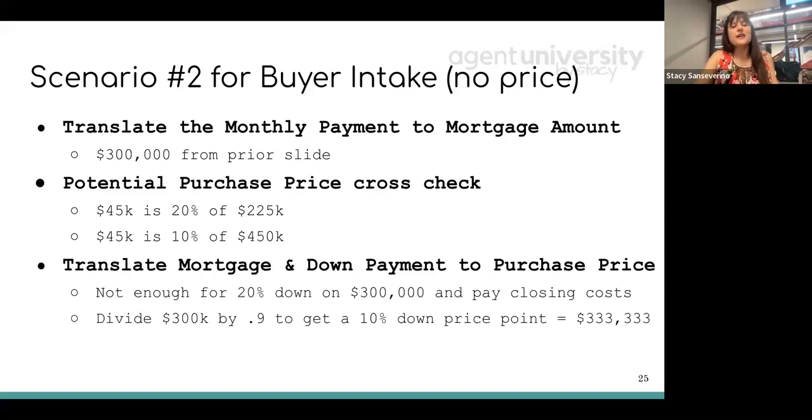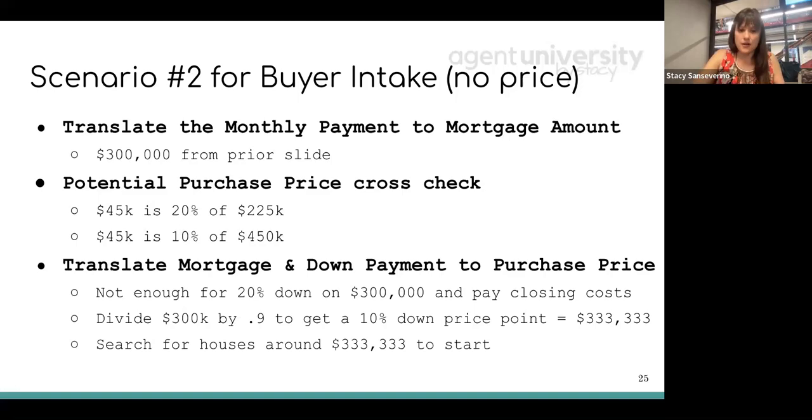I want you to think about the term loan to value. Value being basically the purchase price. The loan amount is a smaller portion. So if we know 300 is the mortgage amount, we need to divide by 0.9 because it is 90% of a larger number, which is the value or the purchase price. So we divide 300K by 0.9 and we get to include their 10% down payment on top of that. So we're going to look at a price point of 333,333 to start.